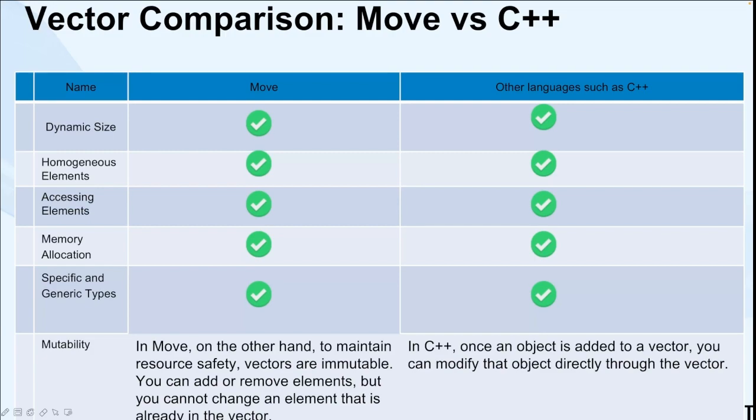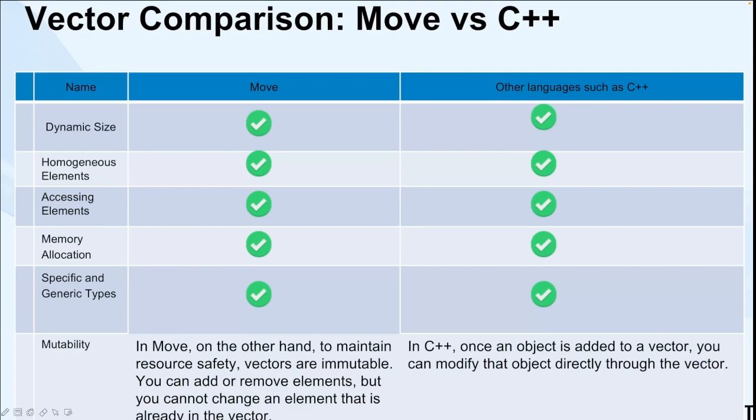And as for accessing elements, in both Move and C++, you can access elements in a vector by their index. The first element is at index 0, the second element is at index 1, and so on. Both Move and C++ vectors handle memory allocation automatically. When you add an element to a vector and there's not enough space, the vector will automatically allocate more memory to accommodate the new element.